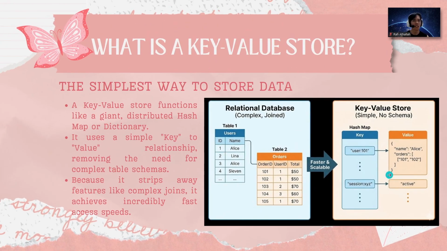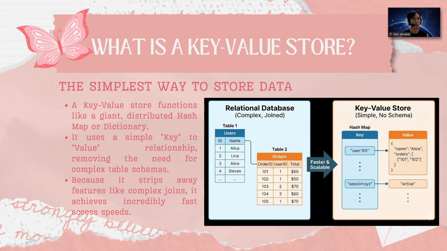Now, next is, what is the key value store? The simplest way to store data is a key value store, which functions like a giant distributed hash map or dictionary. If you still don't understand what a hash map or dictionary is, it is pretty common in programming languages, especially in all programming languages. Let's take an example of Python. In Python, we call it a dictionary. Now, what is a dictionary? A dictionary is where you save data by its key.